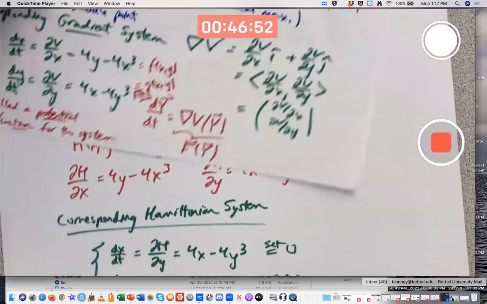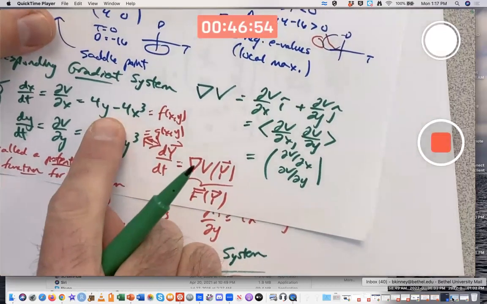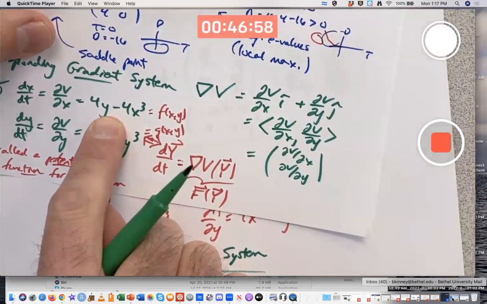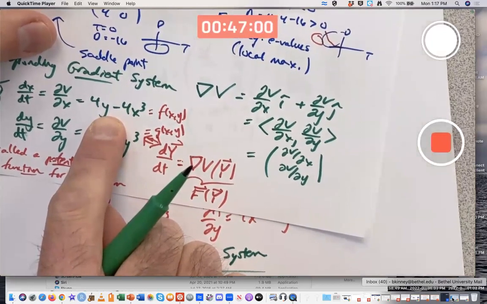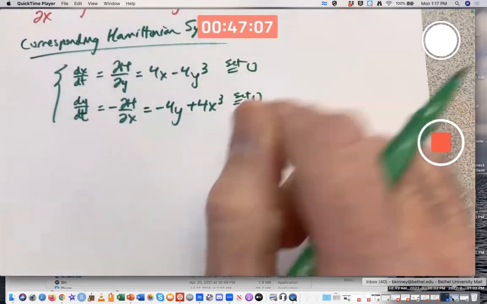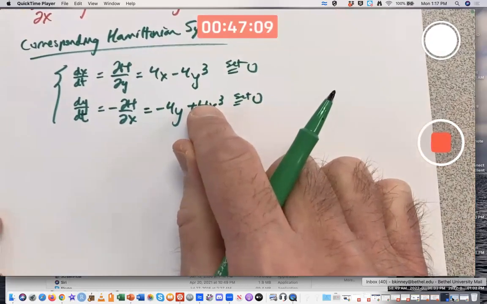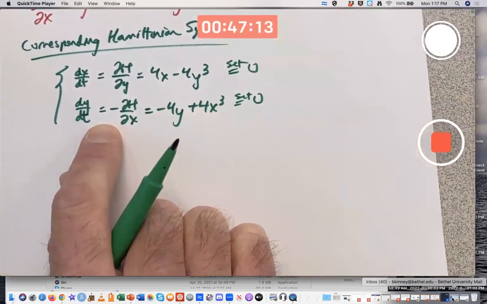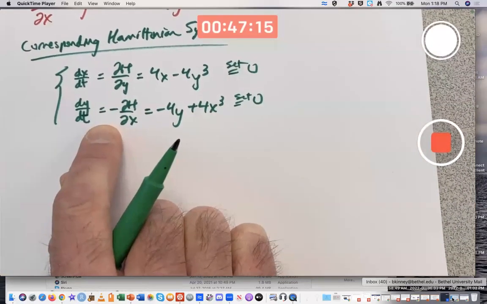With the gradient system, setting that equal to 0 gives the x null-cline. Y equals x cubed is the x null-cline. Setting this equal to 0 gives the y null-cline. X equals y cubed is the y null-cline, but it switches with this one. Because these got switched, and this one has a negative sign, though the negative sign doesn't affect where the null-cline is.